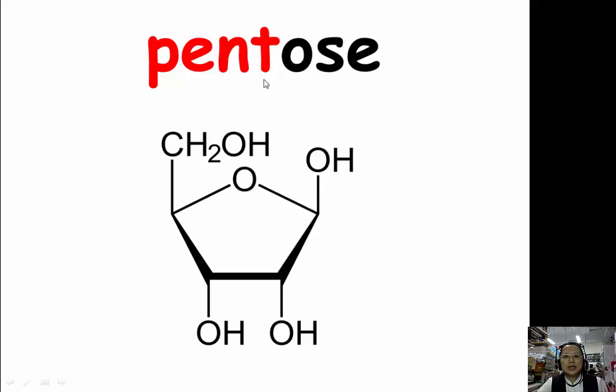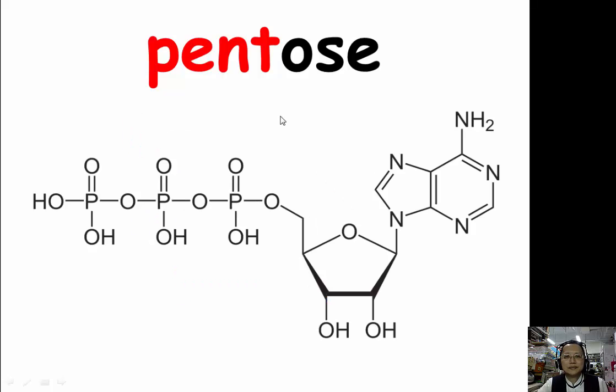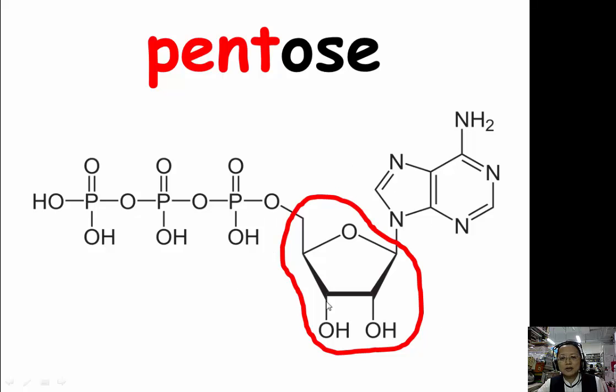Pentose. Pentose, the suffix OSE meaning sugar. So pentose means a sugar with 5 carbons. 1 carbon, 2 carbon, 3 carbon, 4, and 5. It is a pentose. Actually, this is ribose. It is a very important sugar for us. It forms the ribonucleic acid. We also see pentose in ATP. This is the ribose part of ATP.